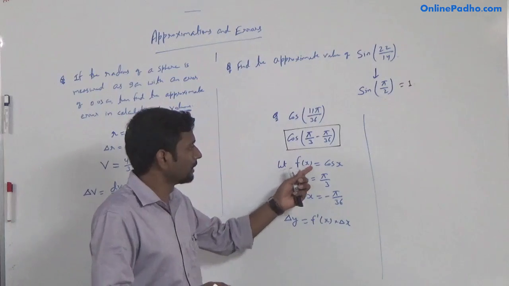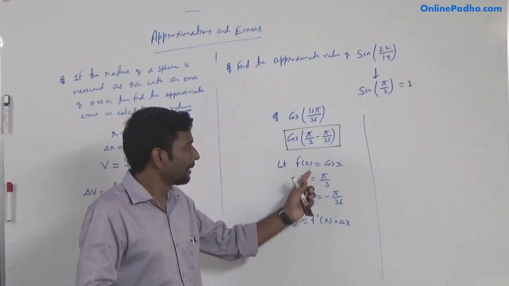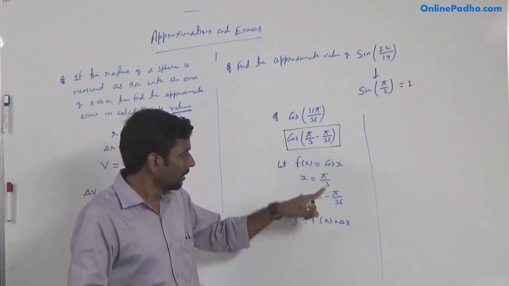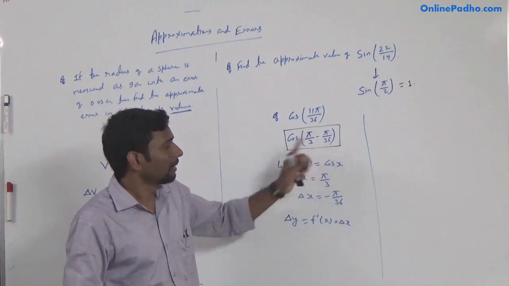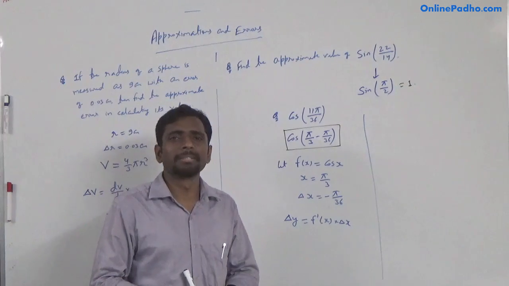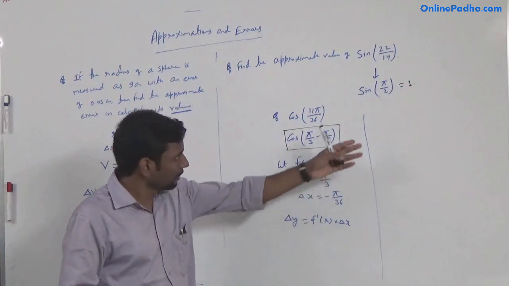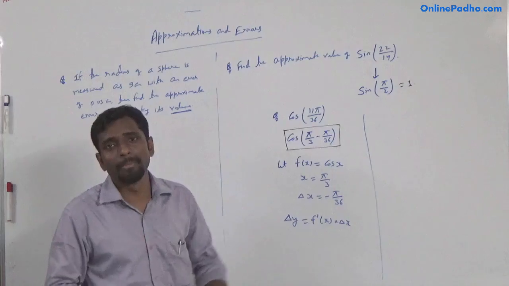You know y is what? f(x), that is f of pi by 3, that is cos pi by 3, because you know the value of cos pi by 3. So we need to subtract pi by 36. By this method you can solve this to find the value of cos 11 pi by 36.